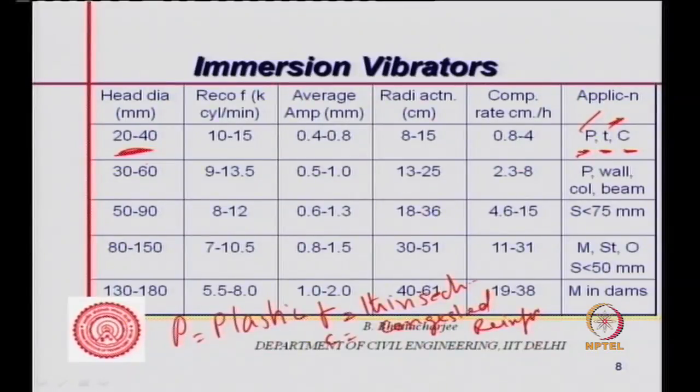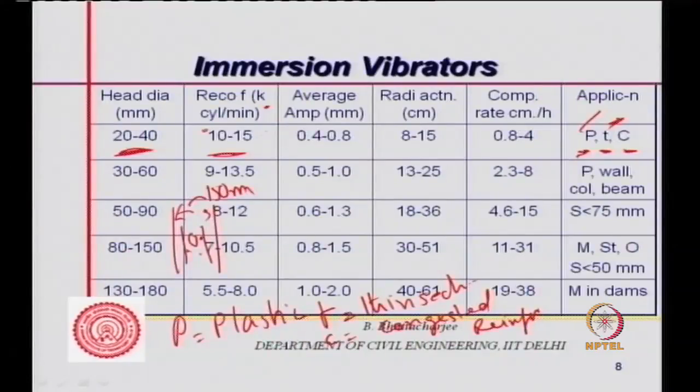20 mm is used in thin sections, for example the web of a box section, a thin web about 100 mm or 150 mm thick. And you have a lot of reinforcement here, plus a pre-stressing cable passing through. So it's a thin section. Now the concrete has to be plastic, because if it's dry concrete, you may not be using this.